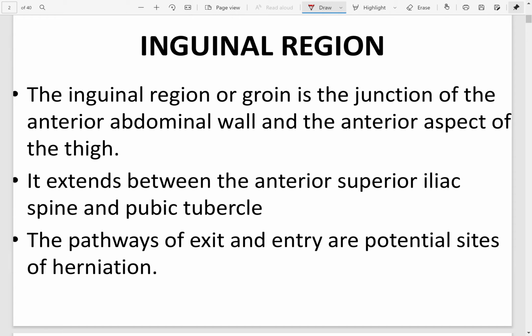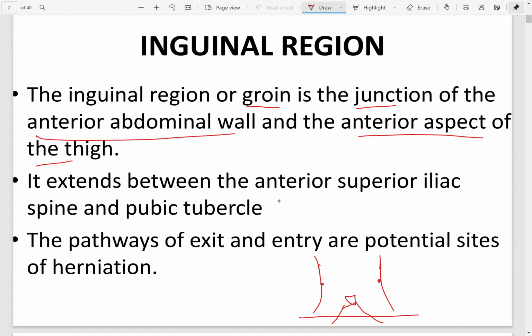So before that, a little bit about the anatomy of the inguinal region. So inguinal region or groin is a junction of the anterior abdominal wall and anterior aspect of thigh. So basically you have a person like this. So this will be their anterior superior iliac spine, this will be the pubic symphysis. So this whole region will be their groin. Okay, so the inguinal ligament will be the midpoint of the groin. So those are some things which you need to remember. Important landmarks would be your anterior superior iliac spine, your pubic tubercle over here, and your pubic symphysis over here.